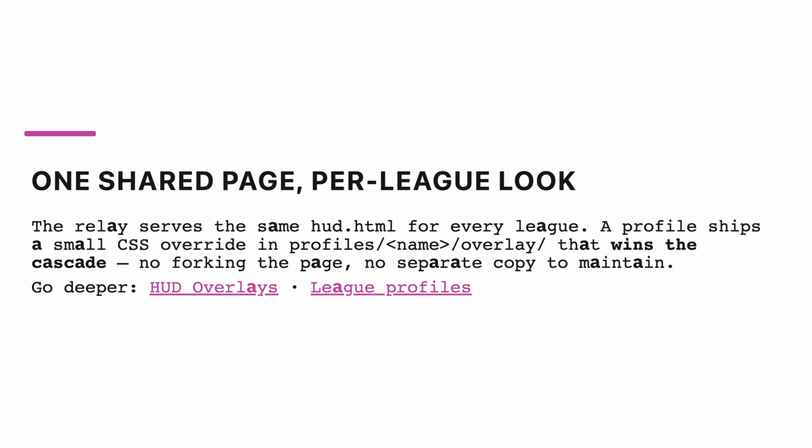The relay serves the same HUD page for every league. Each profile ships a small CSS override that wins the cascade, so it restyles the shared page without forking it. That means there is no separate copy to maintain, one page but a per-league look.